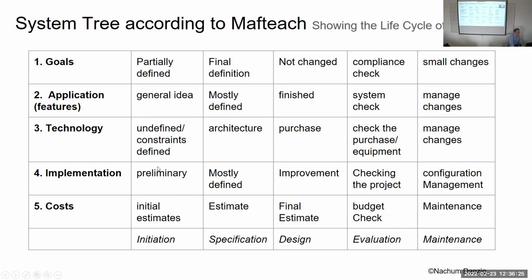Implementation. So we have a preliminary implementation at the initiation stage. So you get the idea. Costs. We have initial estimates of the cost at the initiation stage. We're not going to know the final cost, but we are going to have an estimate. Then we're going to have a final estimate, even in the design stage. Then we're going to check that we haven't gone over budget. Then we may have extra costs for maintenance.